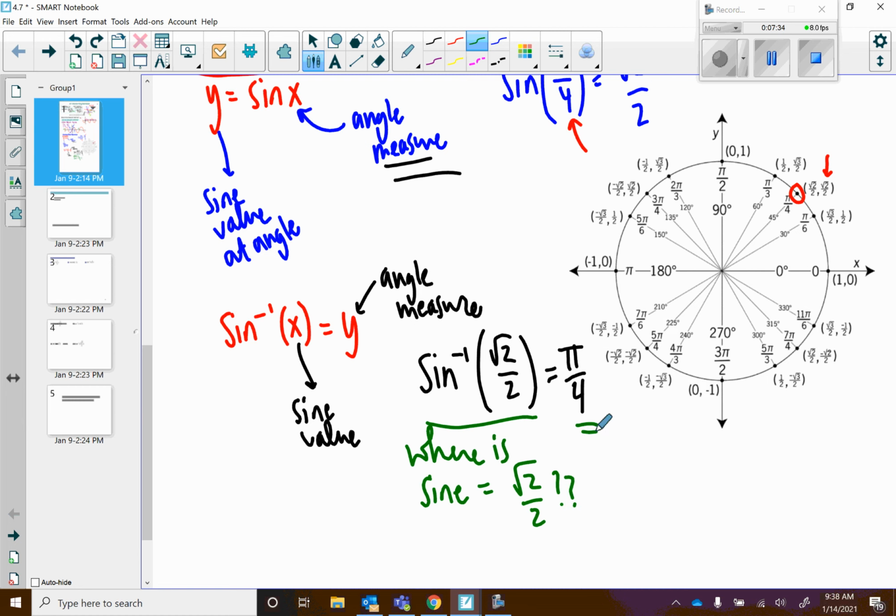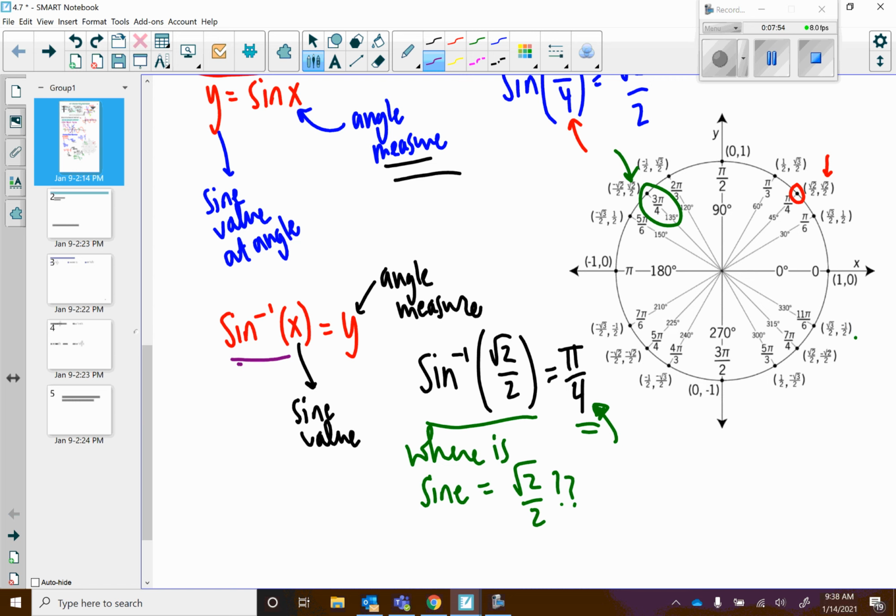But wait, there's another place on our unit circle where sine is equal to the square root of 2 over 2. That's at 3 pi over 4. So why did I say this was our answer when there's another angle here? And that comes back to our restriction.